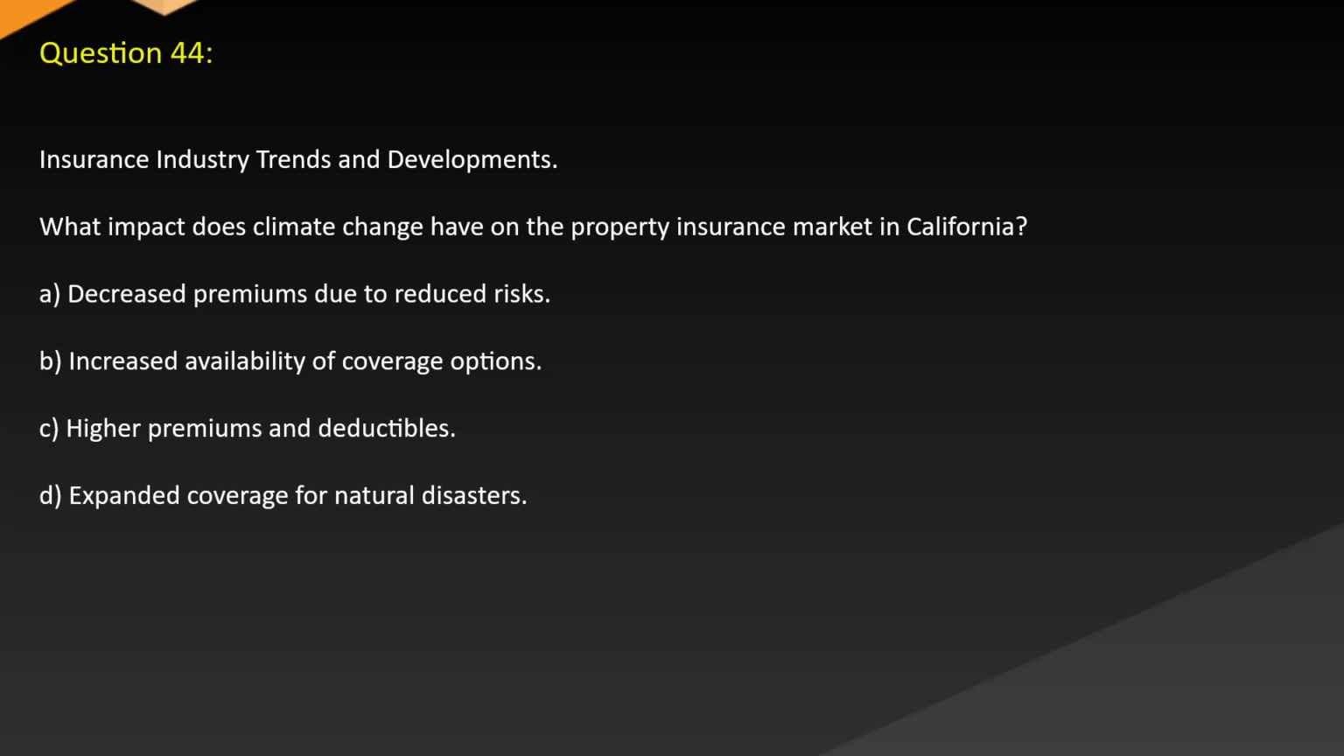Question 44. Insurance industry trends and developments. What impact does climate change have on the property insurance market in California? A. Decreased premiums due to reduced risks. B. Increased availability of coverage options. C. Higher premiums and deductibles. D. Expanded coverage for natural disasters.